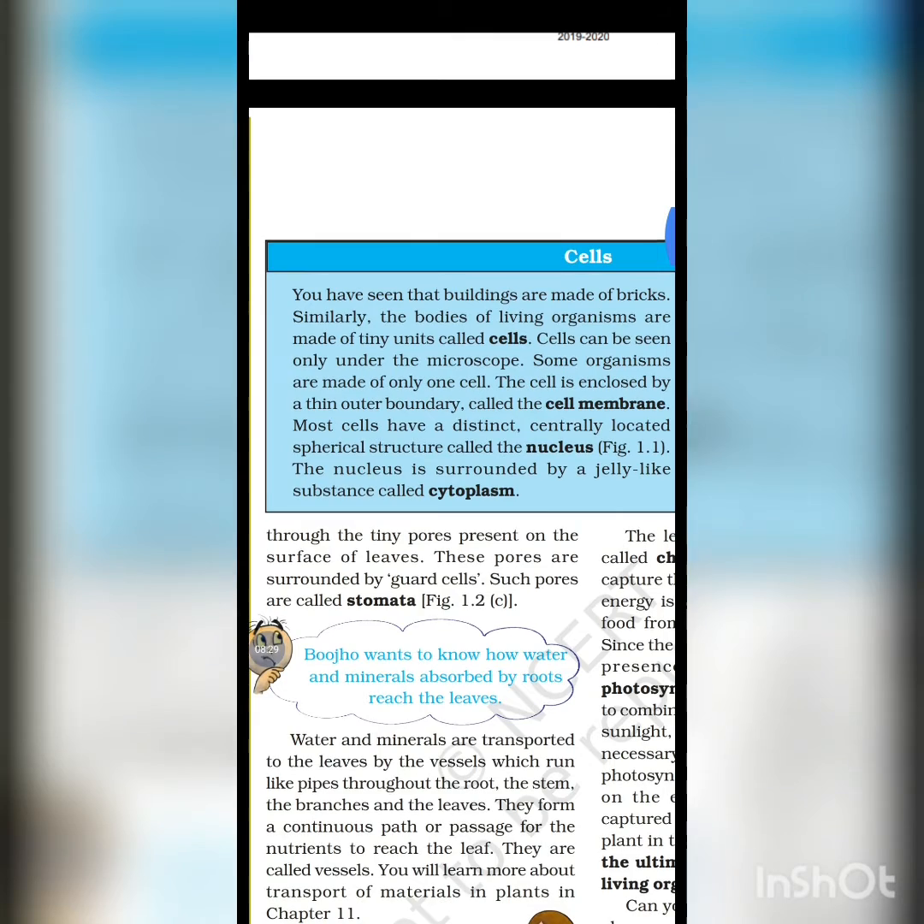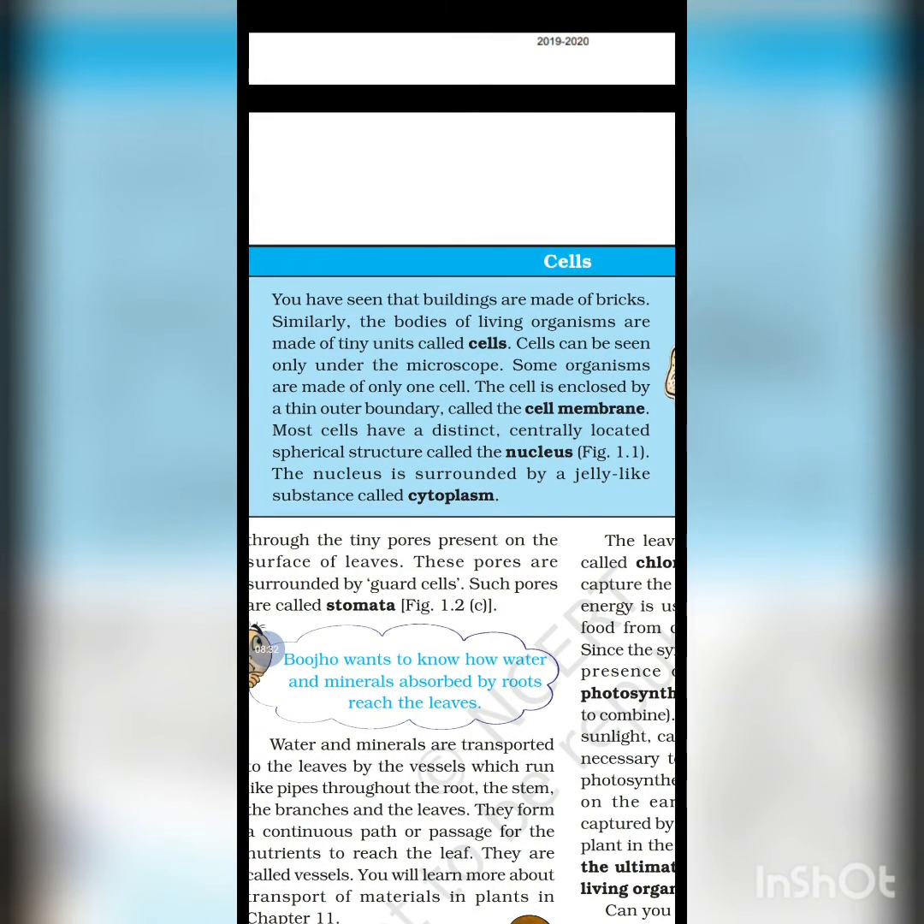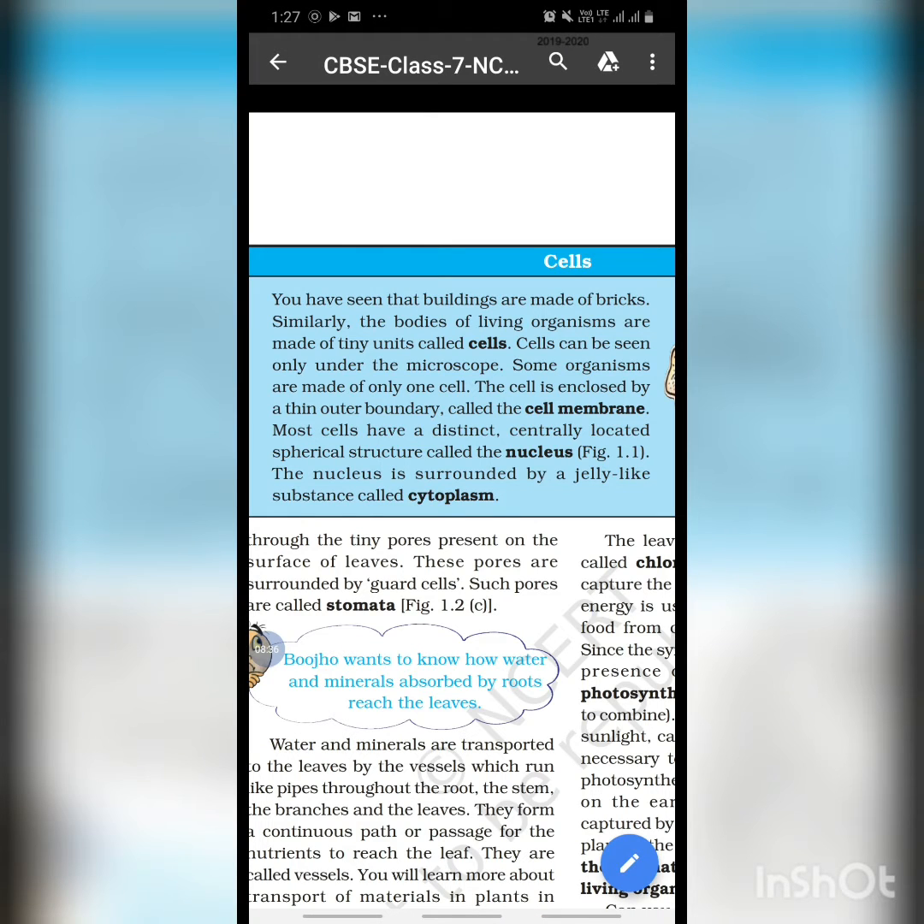Next, the cell is enclosed by a thin outer boundary called the cell membrane. Now there is one more extra question. What do you mean by cell membrane? The cell is enclosed by a thin outer boundary called the cell membrane. We can also write it like this: cell membrane is a thin outer boundary which encloses the cell. This will be the definition of cell membrane.